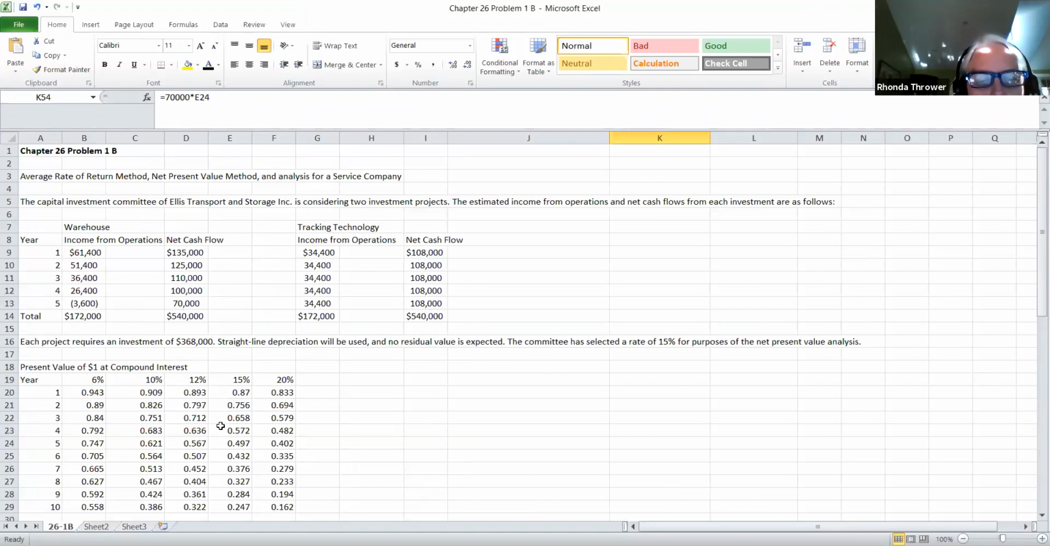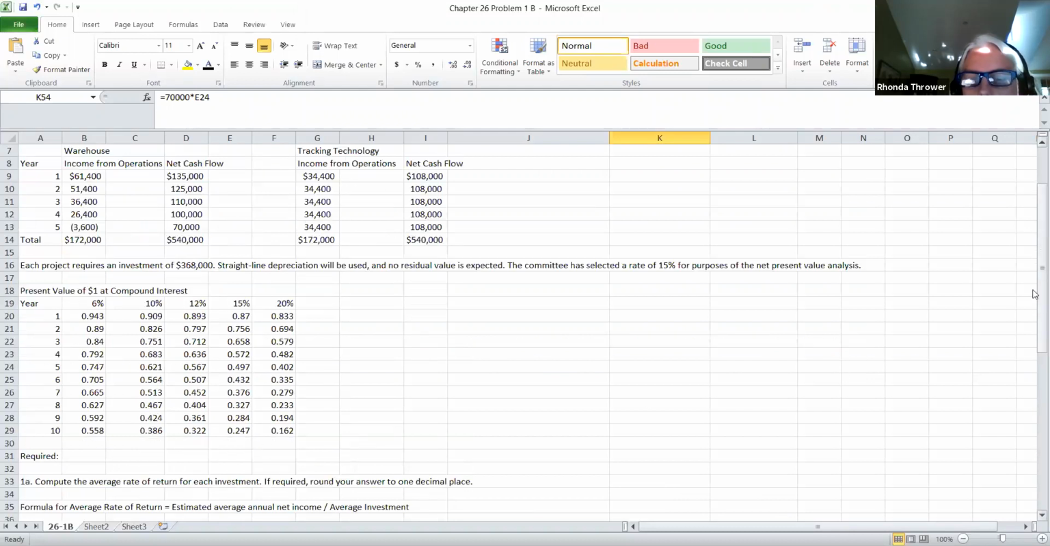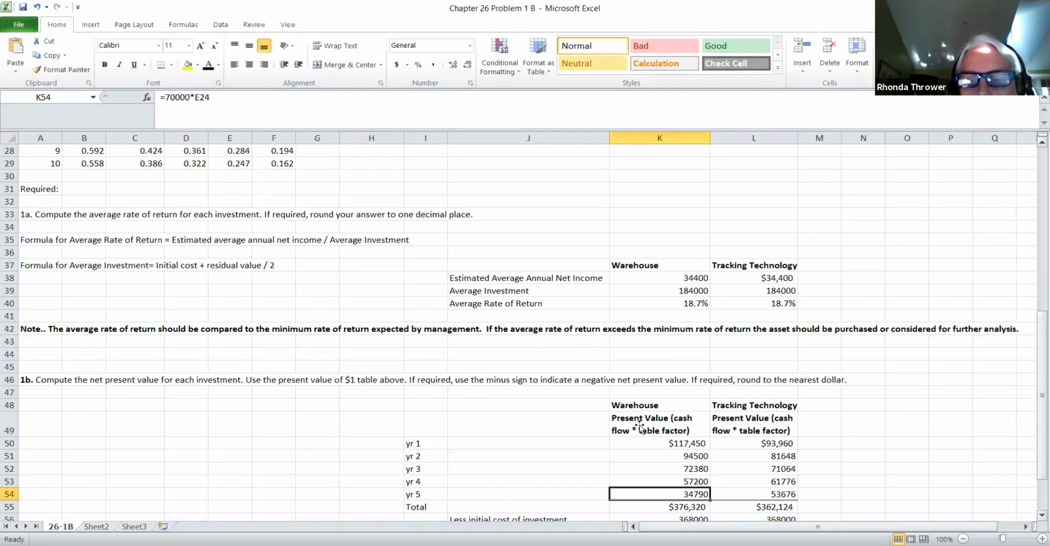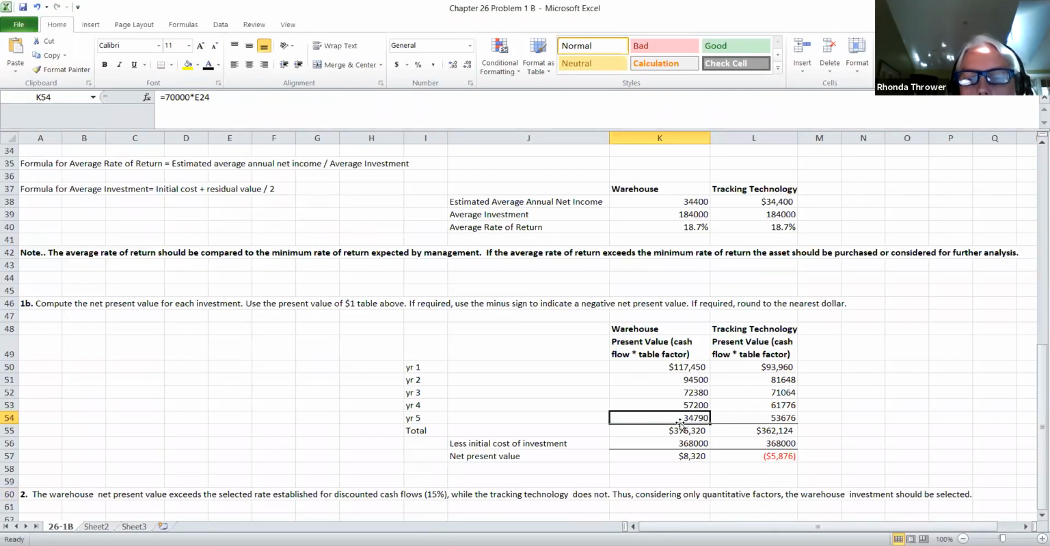70,000 times the table value for 5 years at 15%, which is 0.497, will give you the present value of 34,790. When you combine all the years' cash flows together, the total present value of your investment is 376,320. So right here, I simply added all of these together to get the total present value.